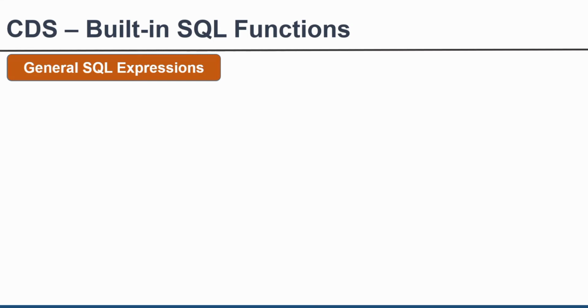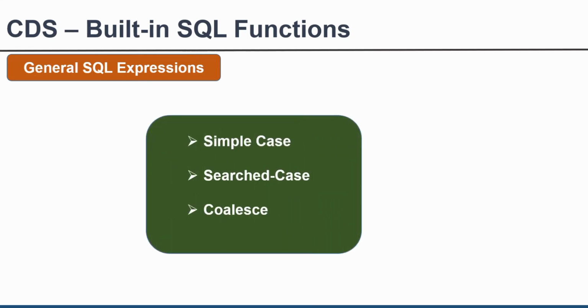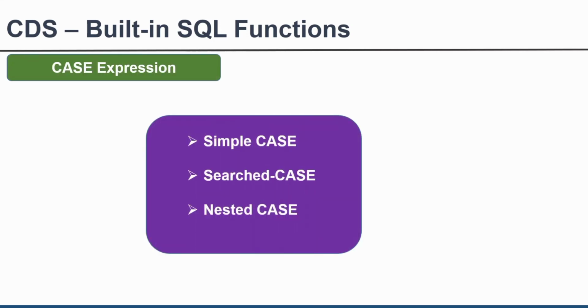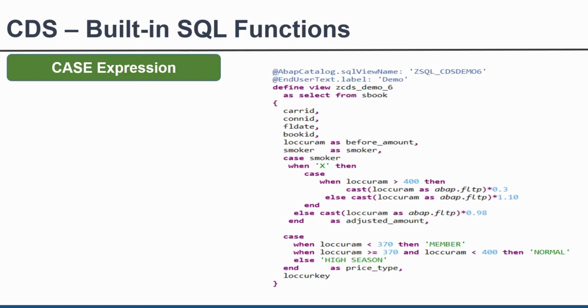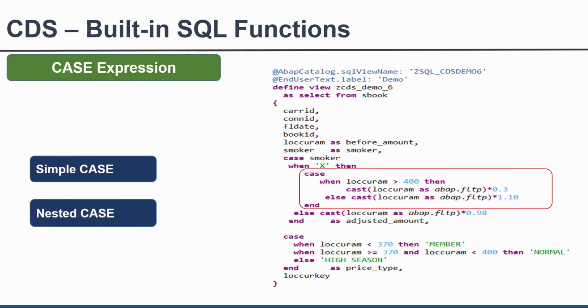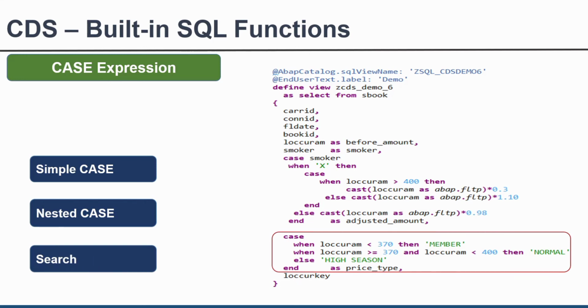The general SQL expressions. We have simple case, searched case, coalesce, examples of general SQL statements or functions. Case expression, an example of a case expression. We can have a simple case, and we can have a nested case within another case statement. And we can search inside the case statement.